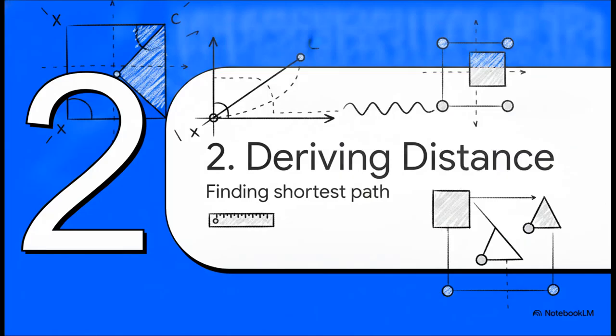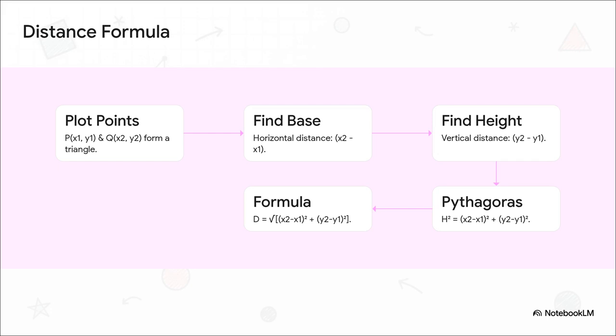Moving right along to Section 2, deriving the distance formula, finding the shortest path between 2 points. Now, what I find really fascinating about this derivation is how it proves the famous distance formula isn't some magic spell. Honestly, it's just the Pythagorean Theorem in disguise.